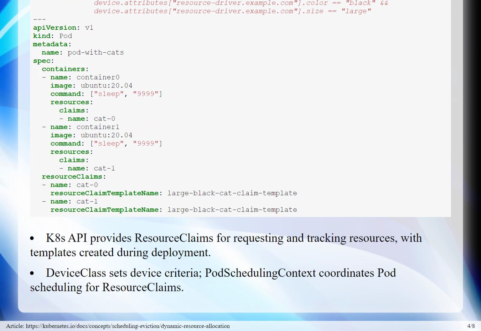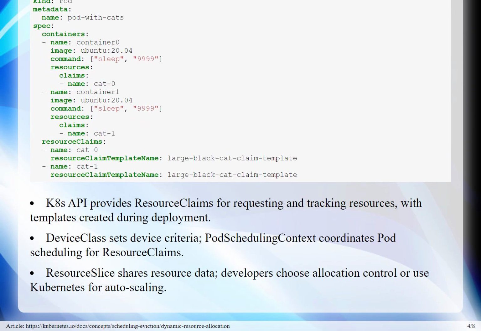The device class is crucial as it defines the selection criteria and configurations for devices in the cluster. This is set by administrators when installing resource drivers, and each claim to a device must correspond to a device class. Additionally, pod scheduling context is an internal mechanism used by controllers for coordinating pod scheduling when allocating resources via resource claims. Resource slice is another element that shares resource availability details and supports allocation coordination.